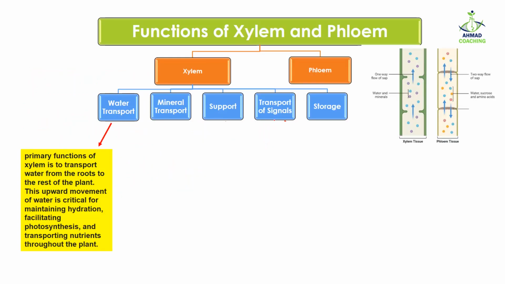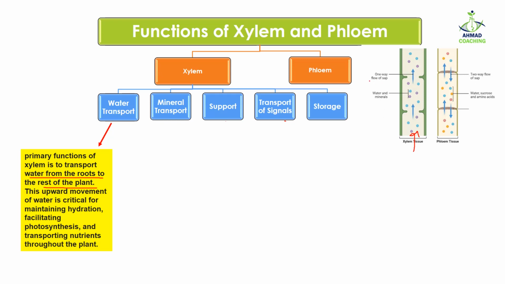First of all, xylem. Xylem performs different functions in plants, including water transport, mineral transport, support, transport of signals, as well as storage. The first and main function of xylem is to transport water from the roots to the rest of the plant, or the aerial parts. Here you can see this part is xylem, and it is taking water from the roots and carrying it upwards to different parts of the plant.